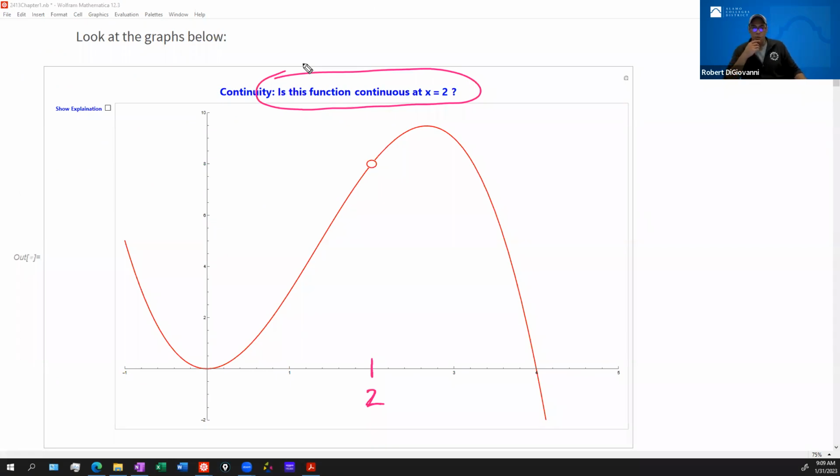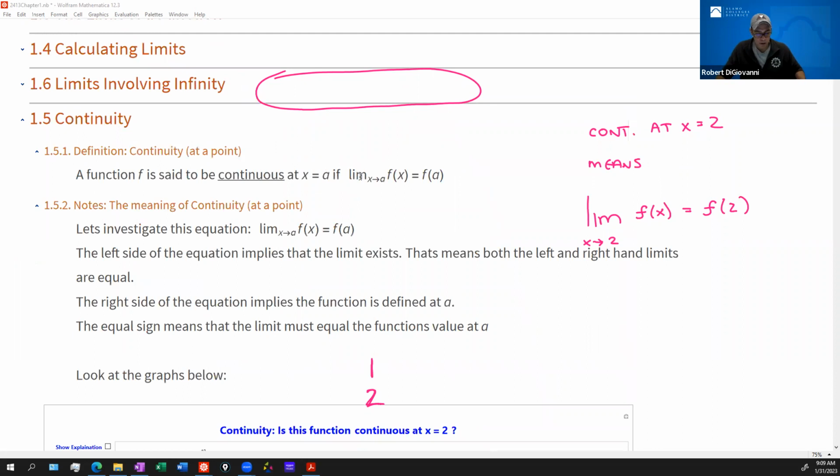Okay, so why is it not continuous at 2? It has an open circle at 2. Okay, it has an opening inside the line. Yeah, so for continuity at x equals 2 means that the limit as x approaches 2 of this function must be equal to f of 2, right? So all I'm doing is using that definition I just gave you, right up here. To be continuous at 2 would mean that that has to be true.